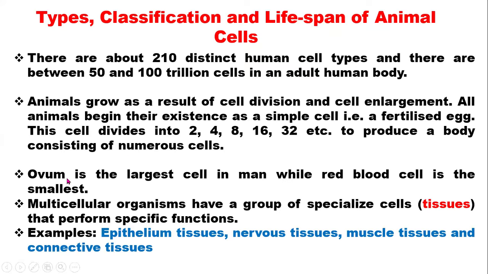So what is the largest cell in animals? The ovum is the largest cell in man, while the red blood cell is the smallest, as I earlier introduced to you.